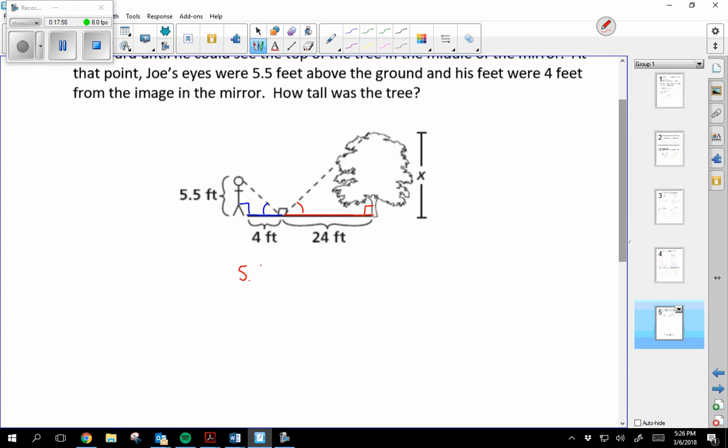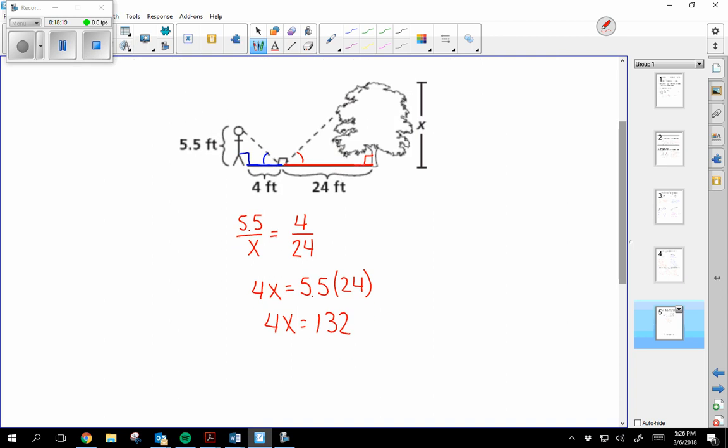Let's say 5.5 compared to x equals 4 compared to 24. When we cross multiply then, 4 times x equals 5.5 times 24. That means 4x equals 132. And when you divide that by 4, x will equal 33 feet.